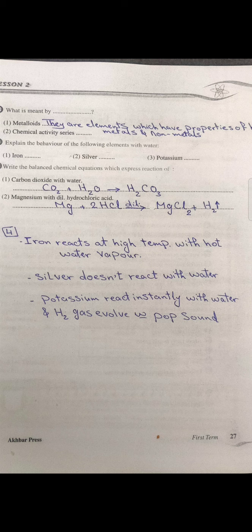Let's move to solve question number 4. Explain the behavior of the following elements with water. 1. Iron. Number 2. Silver. Number 3. Potassium. We will solve this question according to the chemical activity series. Point number 1, iron. Iron reacts at high temperature with hot water vapor. Point number 2, silver. Silver doesn't react with water. Point number 3, potassium. Potassium reacts instantly with water and hydrogen gas evolves making a pop sound.